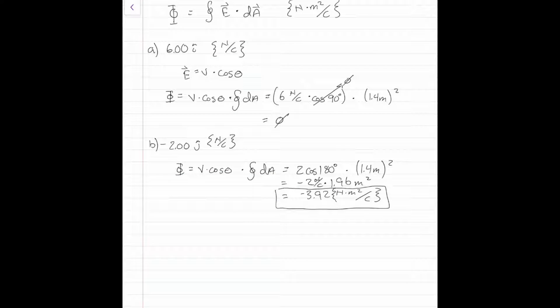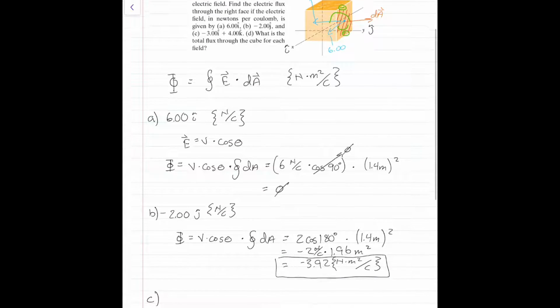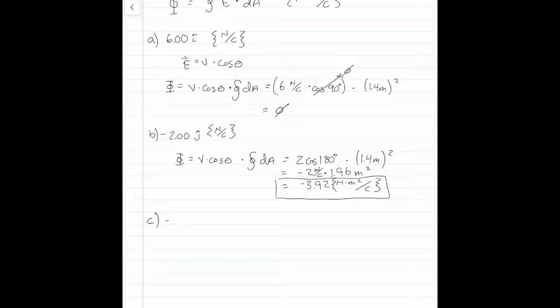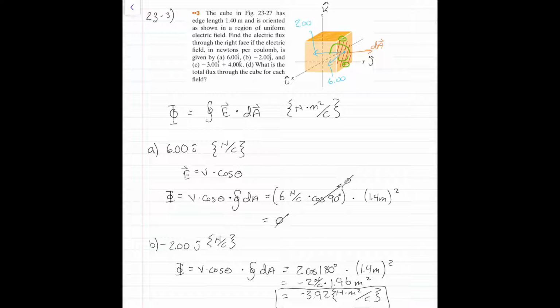Moving on to C, we see that we have an electric field working in the I and K unit vectors. So we've got minus 3I plus 4K. So we'll go ahead and show that here. Again, this is working on the right side of the cube. So it's going to be working something like this. So that's minus 3I plus 4K.